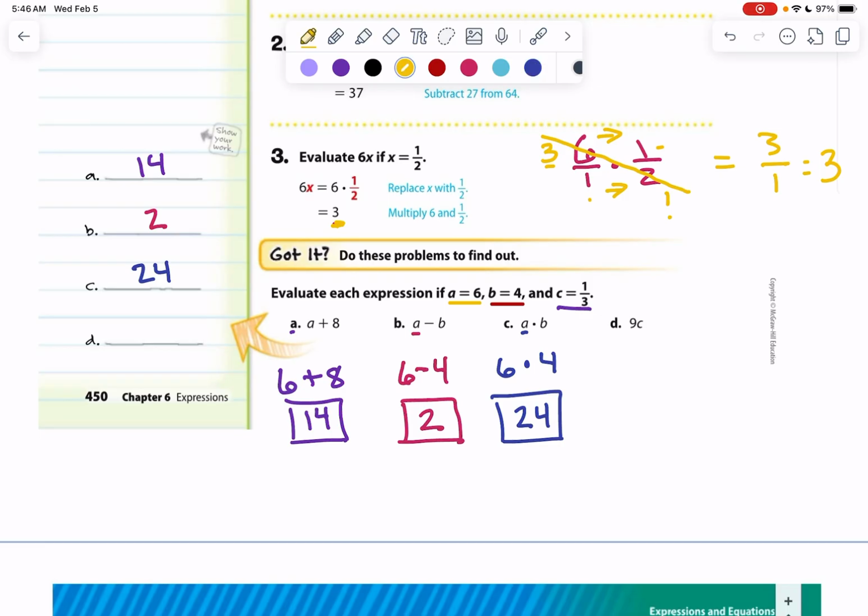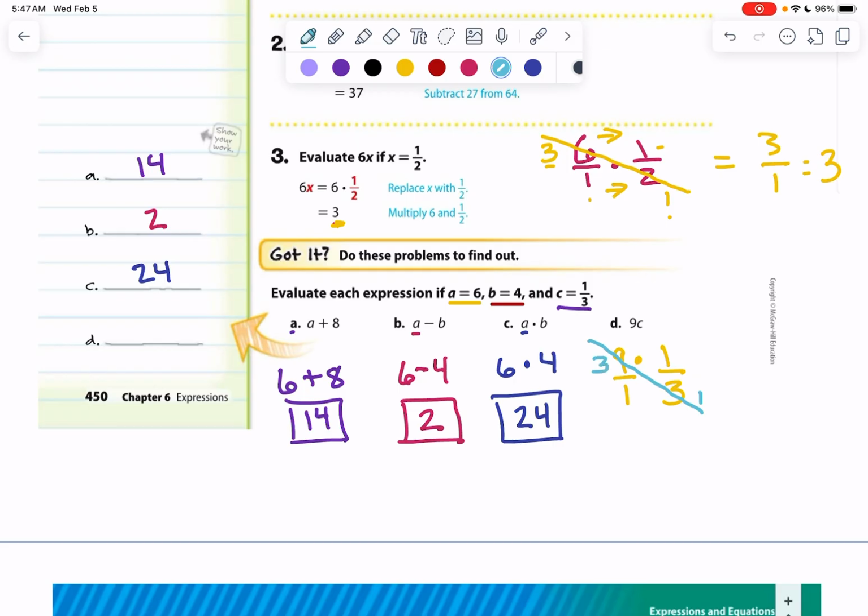Okay. Let's see, what color have I not used yet? I guess it's just yellow. 9C, that means times, right? When you have a variable right next to a number, it means times something. So 9 times, what is C? Oh, 1/3. Okay, let's put our whole number over 1. Ooh, we get to cross cancel because 9 and 3 are both divisible by 3. 3 divided by 3 is 1. 9 divided by 3 is 3.